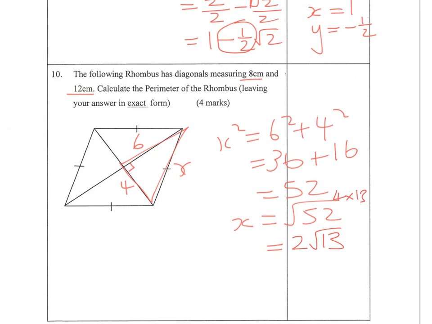Now, the perimeter will be 4 of those, so therefore the perimeter will be 4 lots of 2 root 13, which is 8 root 13 centimetres, because it wants it in exact.